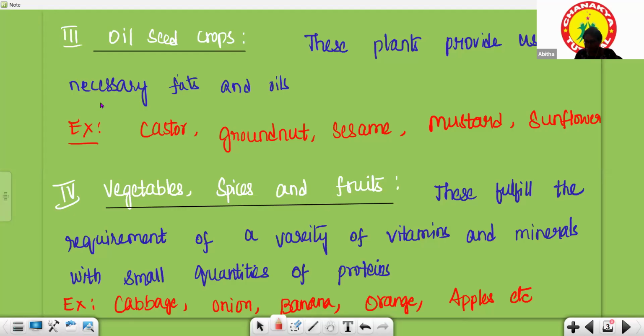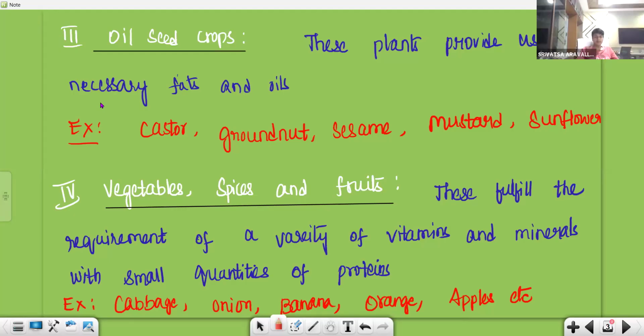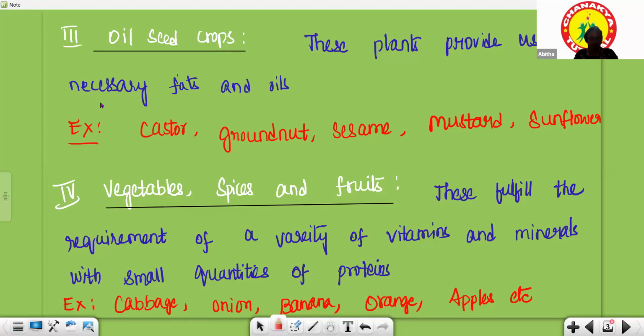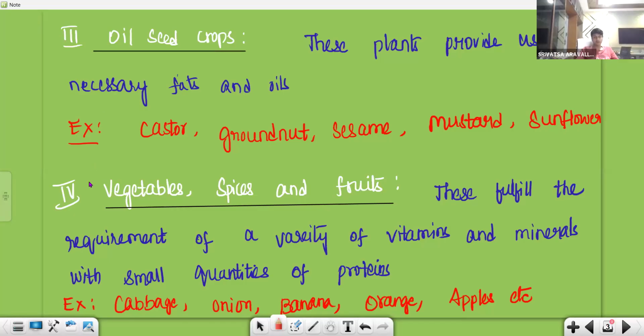Next type of crops. Sorry, I cannot see it anymore. You're reading the next type of crops. Where is it, ma'am? Yeah, the fourth one.